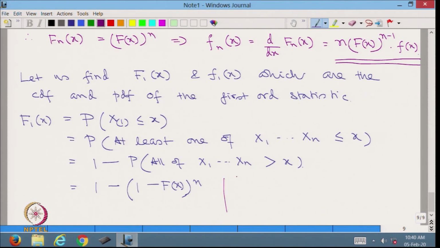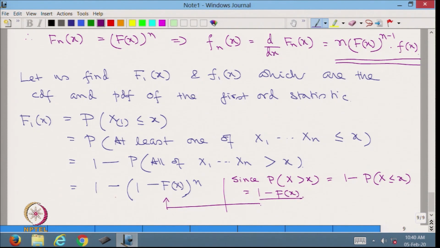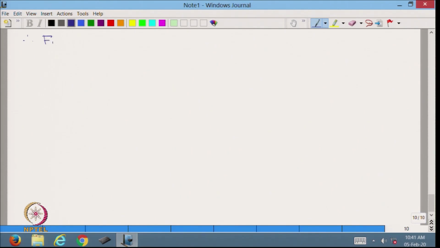Why? Since probability X greater than x is equal to 1 minus probability X less than or equal to x, which is equal to 1 minus F(x). Therefore, we get this term, and now we have subtracted it from 1. Therefore, F1(x) is equal to 1 minus (1 minus F(x)) whole to the power n.